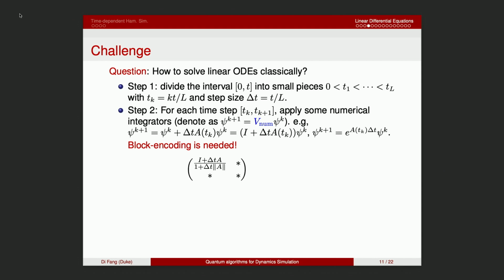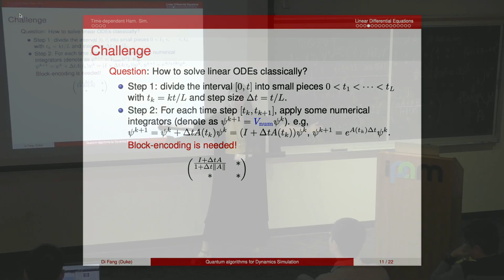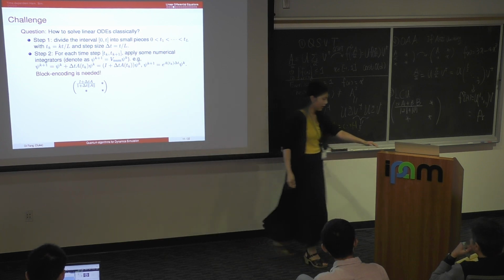And then for each time step, for simplicity, I am assuming this A is time independent just for illustration purposes. Then I have a block encoding for each time step. I can just use the product of block encodings to create the block encoding of this long time evolution. This is very reasonable. Let's try to do that. Then what happens?